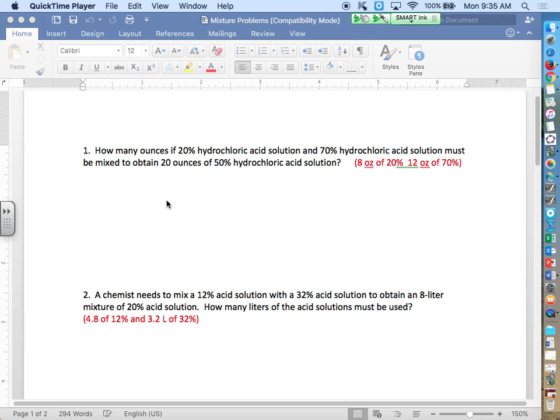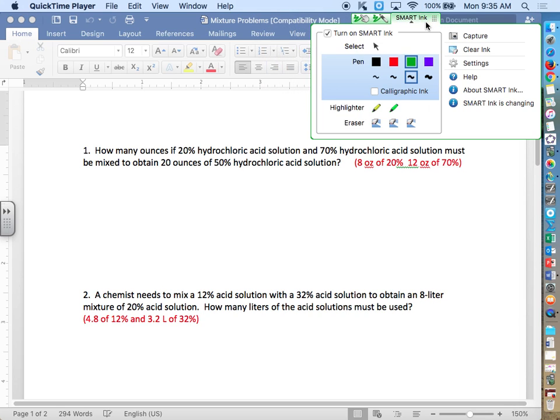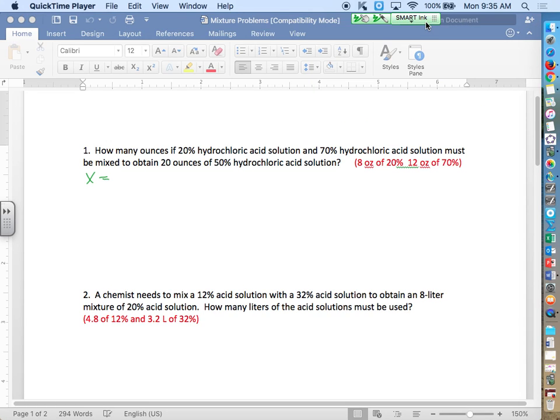So this first one here, we have this 20% hydrochloric acid solution, and then we have 70% hydrochloric acid solution. We're going to mix those together and get 20 ounces of this 50% solution. So we're going to call X the 20% solution. We'll call Y the 70% solution. So together, when I mix those, I should end up with 20 ounces of the solution. That's what I want to obtain.